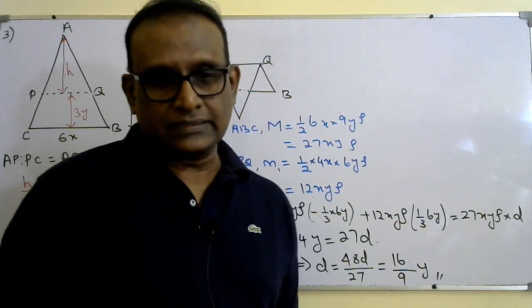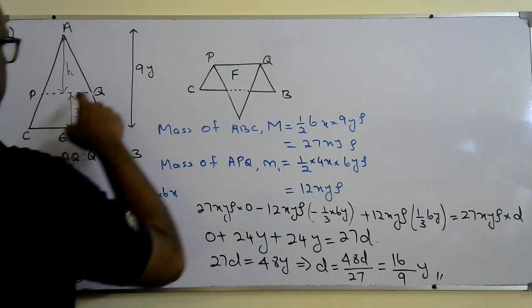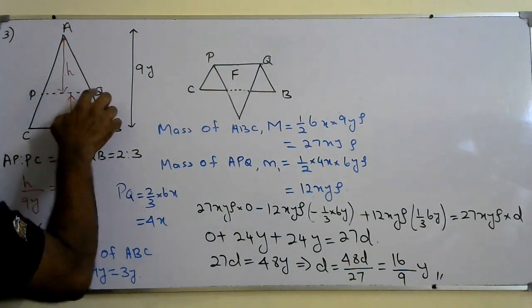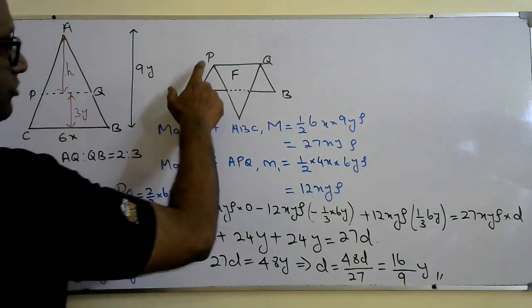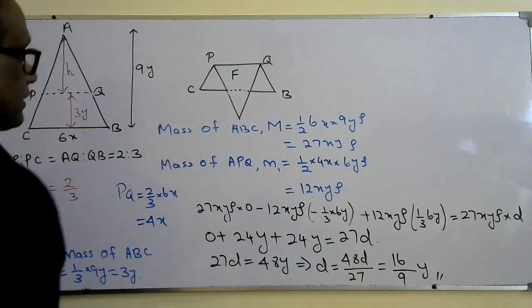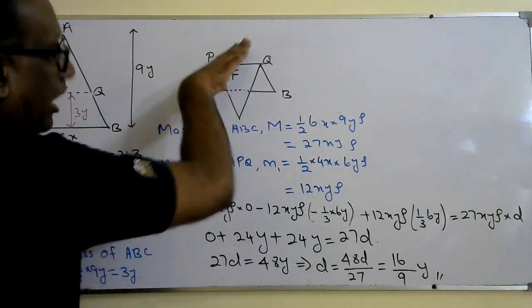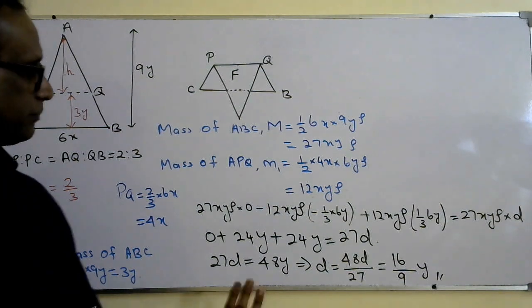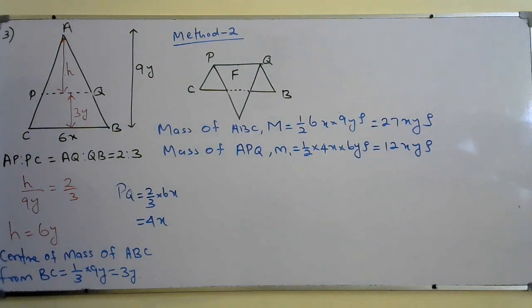This is the first method. Second method, we can find the center of mass of the trapezium after we remove the triangle APQ, the center of mass of the remaining trapezium. Then we'll think about the center of mass of the triangle after it's added. That way also we can do. I'll do that method also. This is the first method, the adding and removing method. Just one line I wrote. Okay, this is one step more.